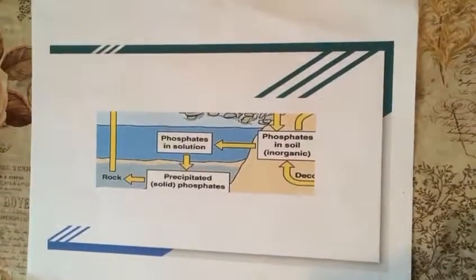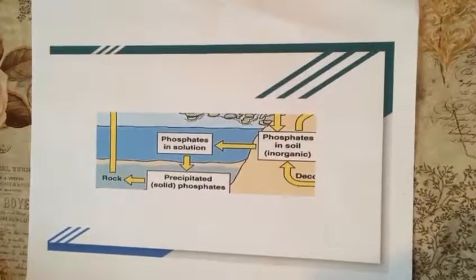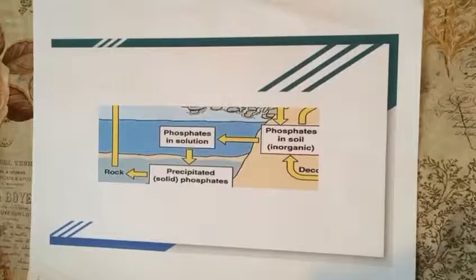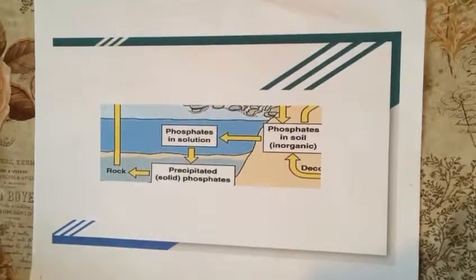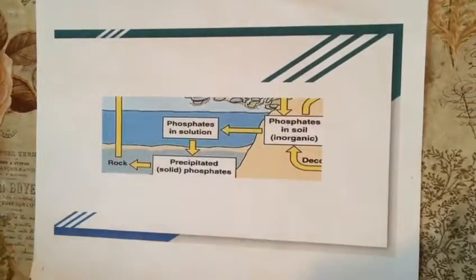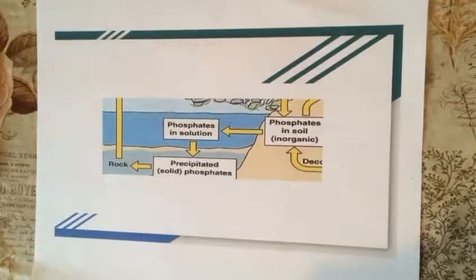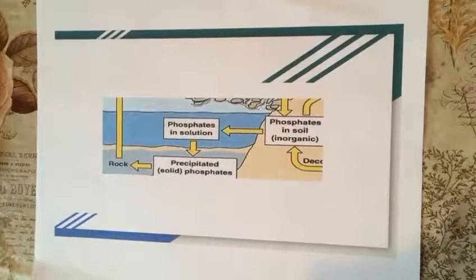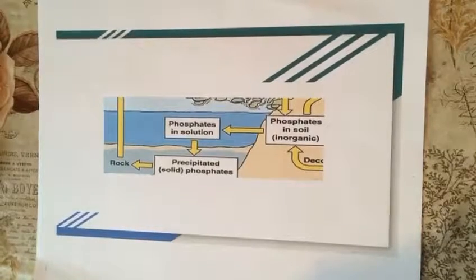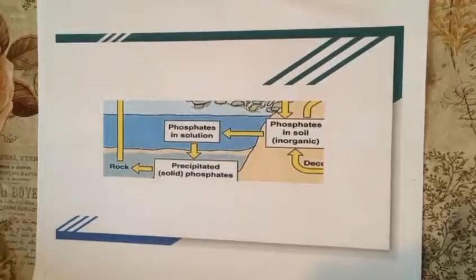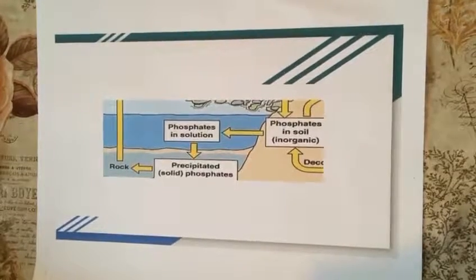The phosphorus in the soil, which is inorganic, can enter into waterways and seas in the form of phosphate solution. The phosphorus cycles within the marine plants and animals, which can then be incorporated into sediments over time and form rocks again. When the uplifting of rock occurs, it takes the phosphate with it, which starts the cycle again.